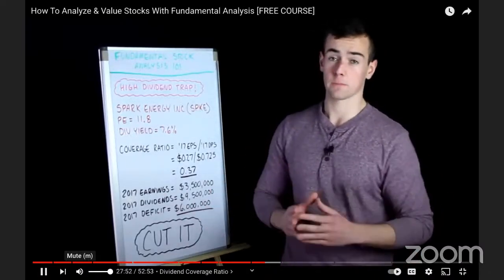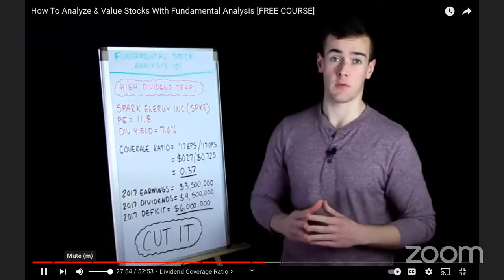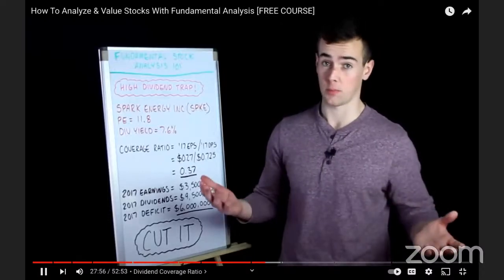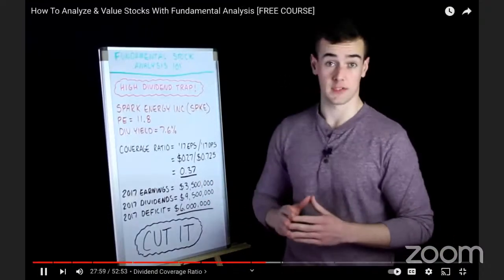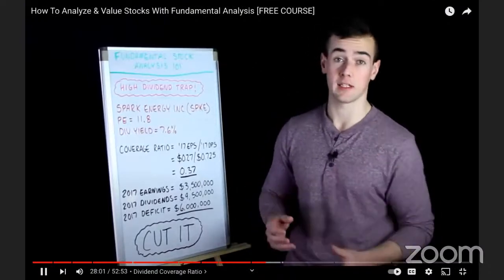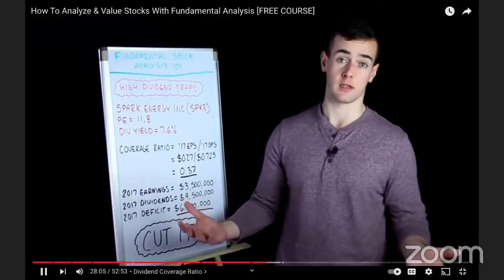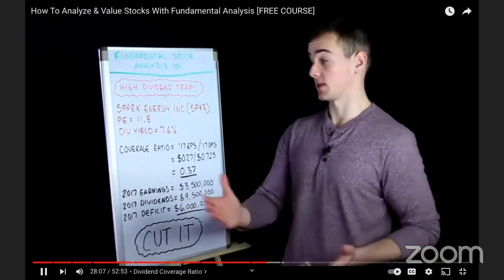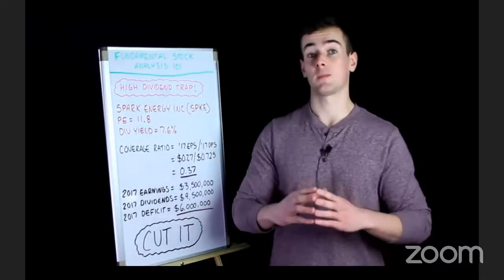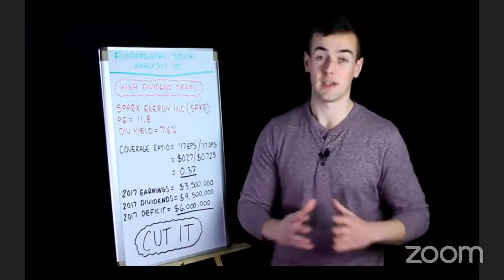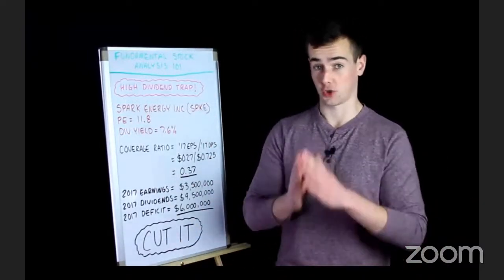So on the surface here, we can see that Spark Energy has a PE ratio of 11.8. That's a pretty low PE. And they have a dividend yield of 7.6%. That's a very high dividend. As we said, the market average is around 2.2%, and a good dividend is between 3 and 6%. So a 7.6% must be a fantastic dividend, right? The answer is absolutely not, and I'm going to show you guys why that is.